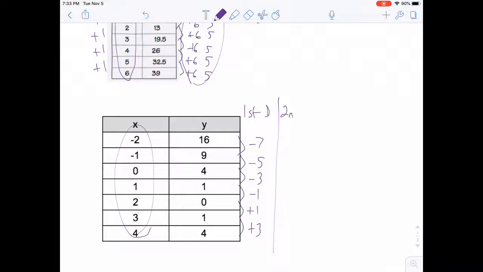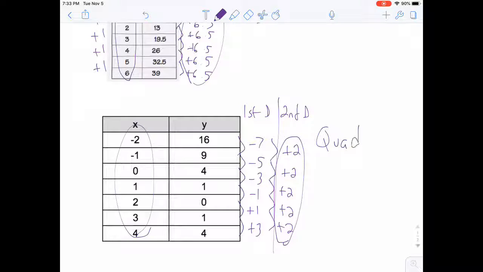I'm going to check my second differences, meaning I'm just going to do exactly what I did again. I'm looking for the change from one to the next. So the change from -7 to -5 is adding 2. -5 to -3, adding 2. Adding 2, adding 2, adding 2. So since the second differences here are all the same, all constant, this is a quadratic function.